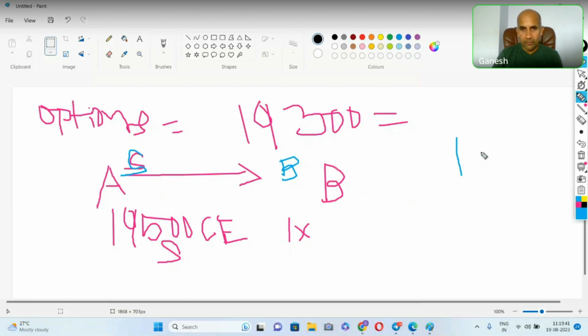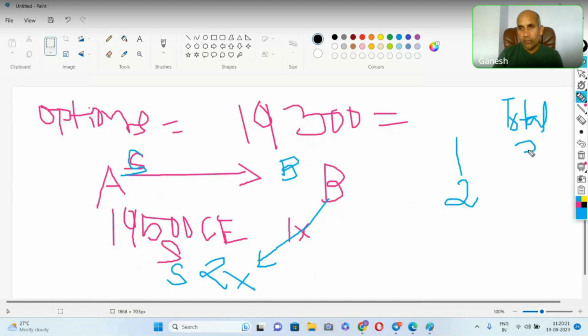Tomorrow, let's say A again wants to sell two more contracts. B also says, okay, you sell, I'll buy. Now B also bought 2 contracts. Person A sold 2 contracts and person B bought 2. So what is the total? Here the total is 3 now.